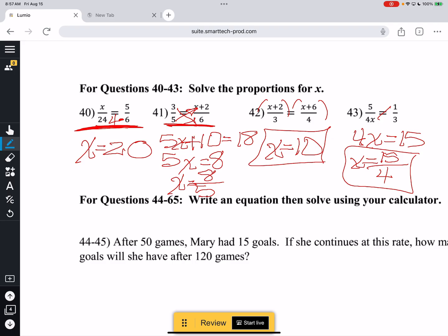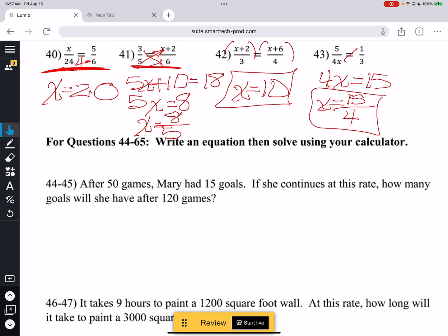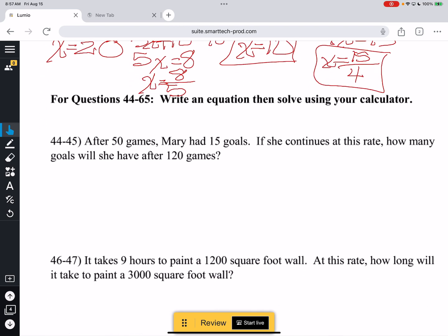Okay, butterfly method, if you will, or cross products, however you want to word it. So, this next set says write an equation. So we do need an equation. Then solve using your calculator. So, we are working with rates, the rate of something. This is still looking at proportions. This is just kind of a real world situation with proportions.